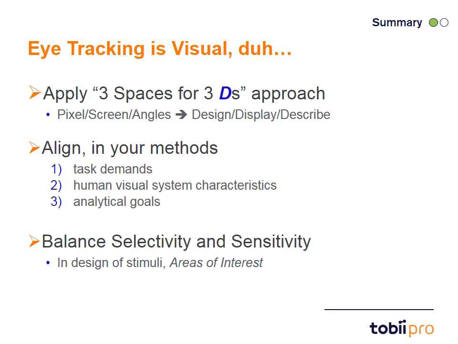And in doing so, we want to take a mindful approach to design of stimuli and areas of interest, balancing the need for selectivity, which is to include the data that we want, and sensitivity, which is to include the maximum amount of data that could be applicable to an area of looking. So balancing selectivity and sensitivity, as we saw in the preceding examples, can have quite a significant effect potentially on the findings. Very good.